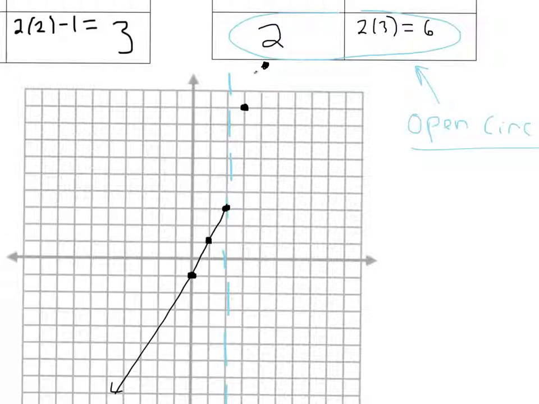And then finally, I have that point 2, 6. At 2, 6, we are going to put an open circle here to let us know that this line is going to get really, really close to that point, but it's going to be an open circle there.